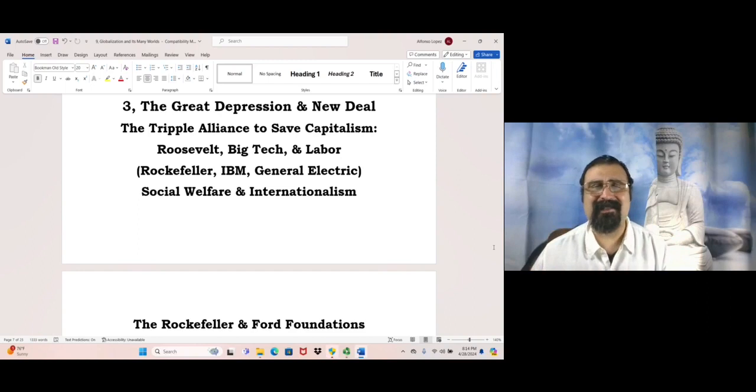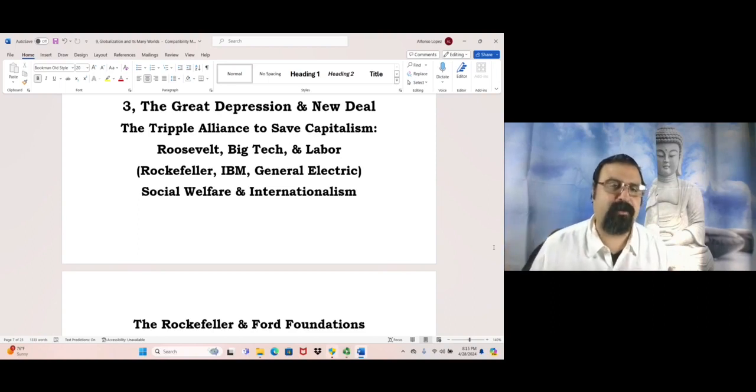Again, so this New Deal program established by FDR, Roosevelt, involved really an alliance, and it was called the Triple Alliance to save capitalism. And this alliance was the alliance not only that Roosevelt, but the federal government in general was making with two very important actors of the U.S. economy. In this case, big tech, the big technological industries, for example, like IBM, General Electric, Rockefeller, oil refinery industries, and the like. And also an alliance with labor, with the labor movement. Again, so the labor movement is going to be included into this alliance.